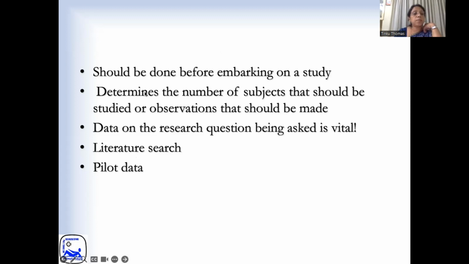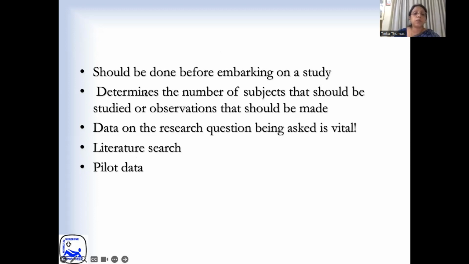Is the sample size formula dependent on the type of study design? Yes, sometimes, because in a cohort study you would want to do a sample size calculation based on relative risk, and in a case control study, you may want to calculate the sample size based on odds ratio. Yes, it can be dependent on study design also.